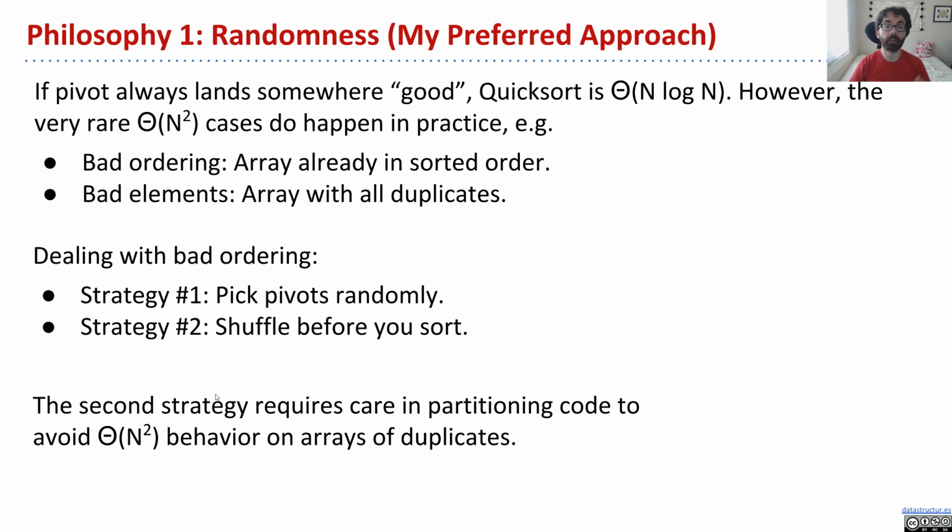Okay. Now, the point here, to summarize this whole slide, is if you pick your pivot randomly, your QuickSort is going to be n log n with incredibly high probability. If you shuffle before you sort, well, it's still going to be n log n with incredibly high probability, so long as you're careful about how you handle duplicates in your partitioning algorithm. So this version of QuickSort, I like it. I think it's really lovely.